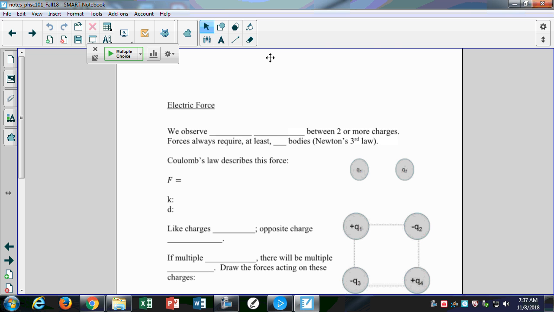Alright, so we're going to talk about electric forces, fields, potential, all sorts of different things. Some of the words you may have heard before.